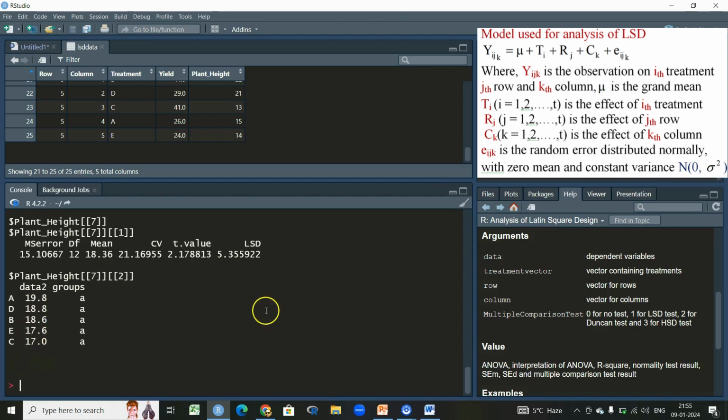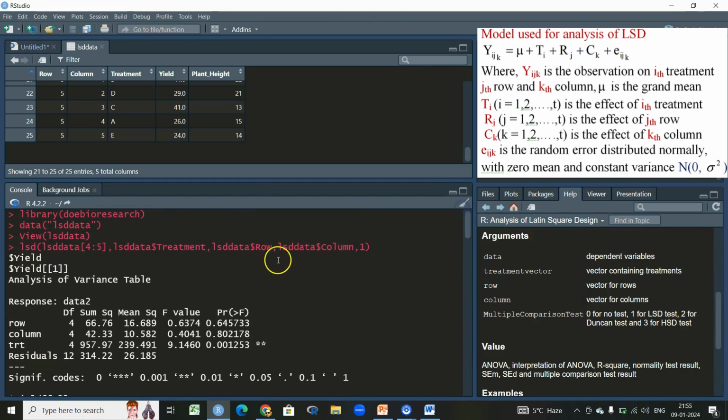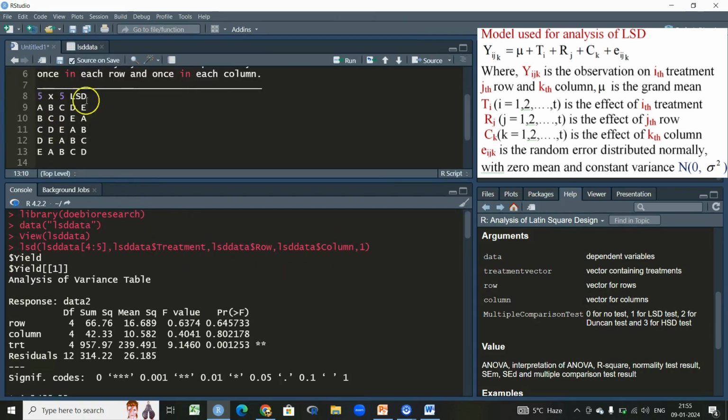Taking this library into consideration, we can perform the analysis of Latin square design if our treatments are arranged into rows and columns like this. So this library is very helpful.